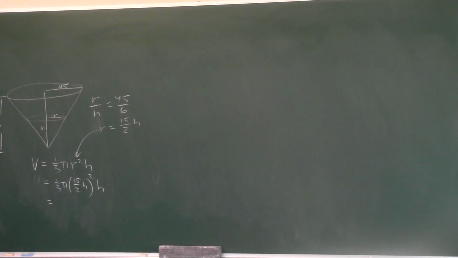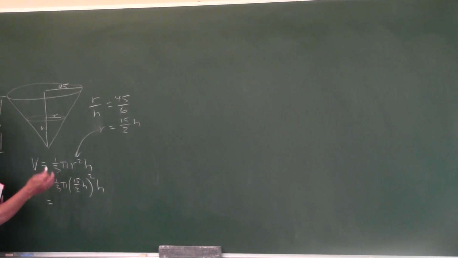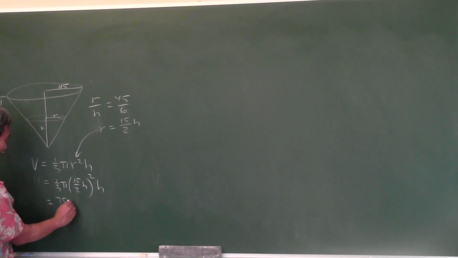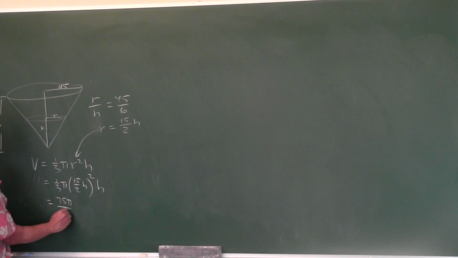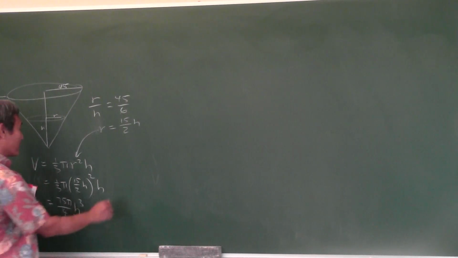No, that's not it. I'll give you a hint: 3 goes into 15 5 times. 15 is squared, so it's actually 15 times 15, but 3 goes into one of the 15s 5 times, so it's actually 5 times 15, which is 75. So 75 pi over 4, h cubed. That's the toughest part of the problem, multiplying fractions. Okay, next step, take the derivative with respect to time.